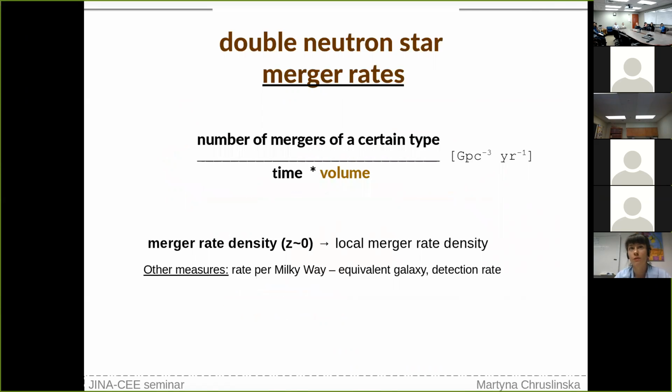When I'll be referring to merger rate throughout my talk, I actually mean merger rate density. So the number of mergers of two neutron stars happening per unit of time in a certain volume. And if we are interested in local redshifts around 0, then we call this quantity local merger rate density. There are other measures of frequency of mergers, like a rate per Milky Way equivalent galaxy, which is naturally estimated when we look, for instance, at galactic systems. And the detection rate, when we also have to take into account the specification of our detector.